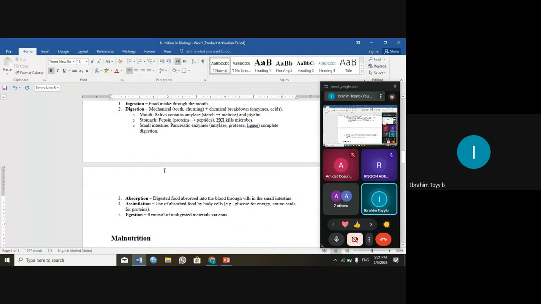Now, when it has been completed in the small intestine, the next thing is for the digested food to be absorbed. So this digested food will be absorbed via the villi. Plural is villi, singular is villus. So these villi are small structures that line the epithelium of the small intestine. So the nutrients will be absorbed by these villi through the blood vessels. They will be passed through the blood vessels into the blood. So the nutrients will now be in the blood.